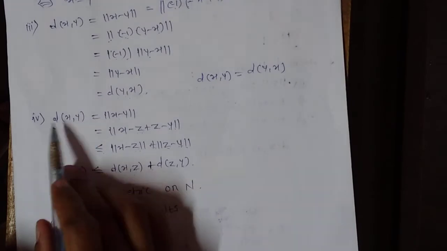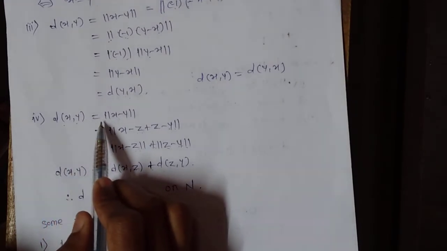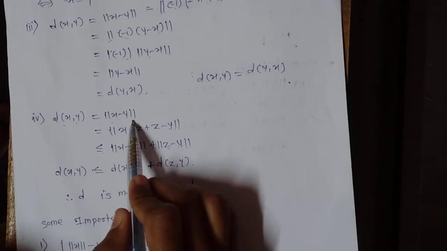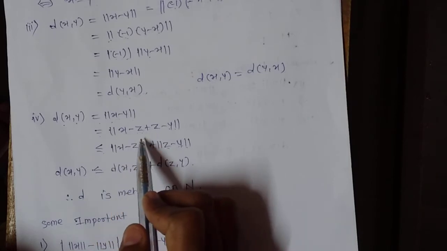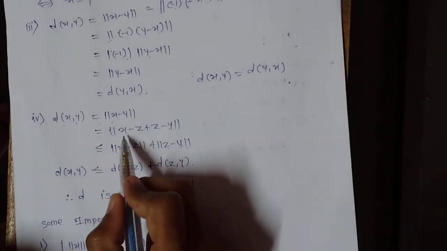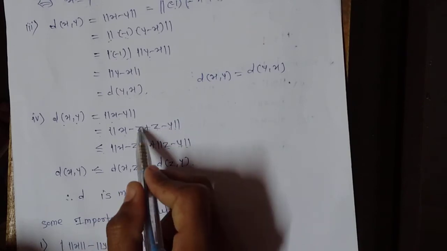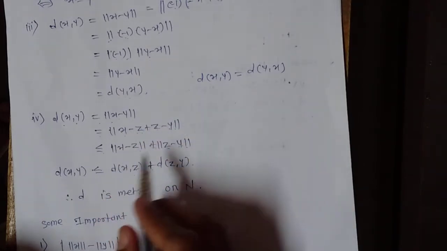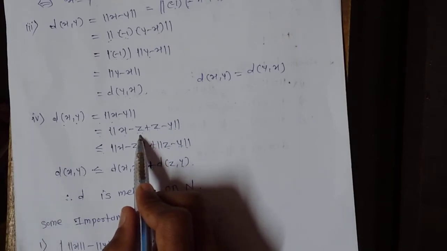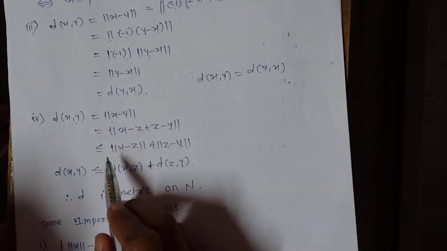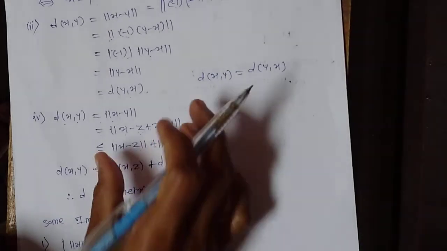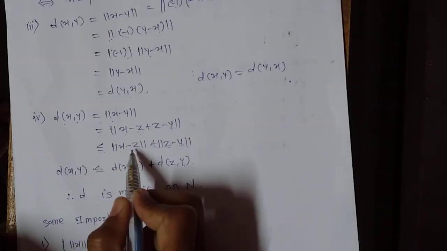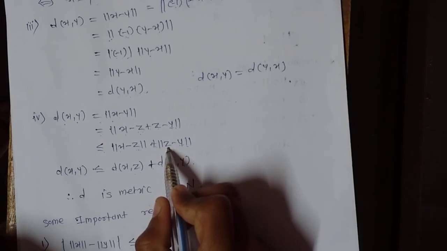Next is the triangle inequality. Now consider the distance between x and y. According to the definition, it is equal to the norm of x minus y. Add and subtract z in this norm, so it is x minus z plus z minus y. Minus z plus z gets cancelled, so we have x minus y. That means addition and subtraction of z does not affect the norm. Therefore the norm of x minus z plus z minus y, if we separate it, is less than or equal to the norm of x minus z plus the norm of z minus y.